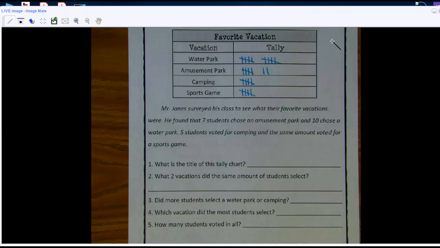Number 4, which vacation did the most students select? Which one has the most votes? Water park, amusement park, camping, or sports game? Which one had the most votes?